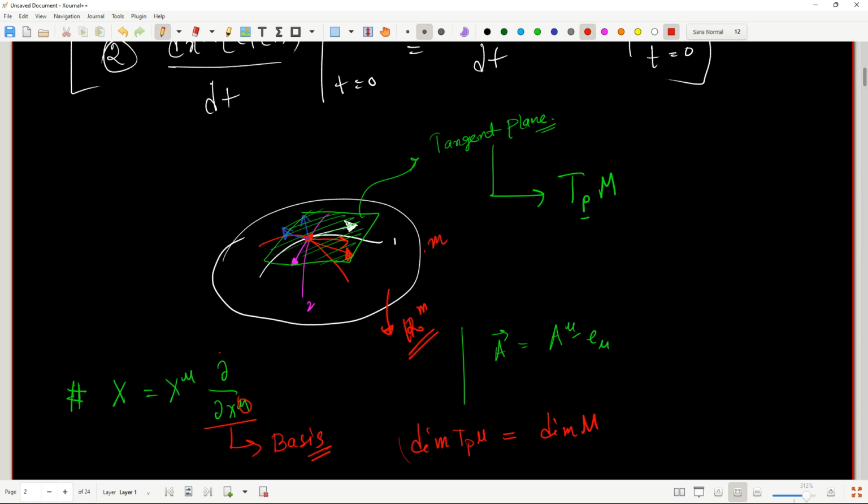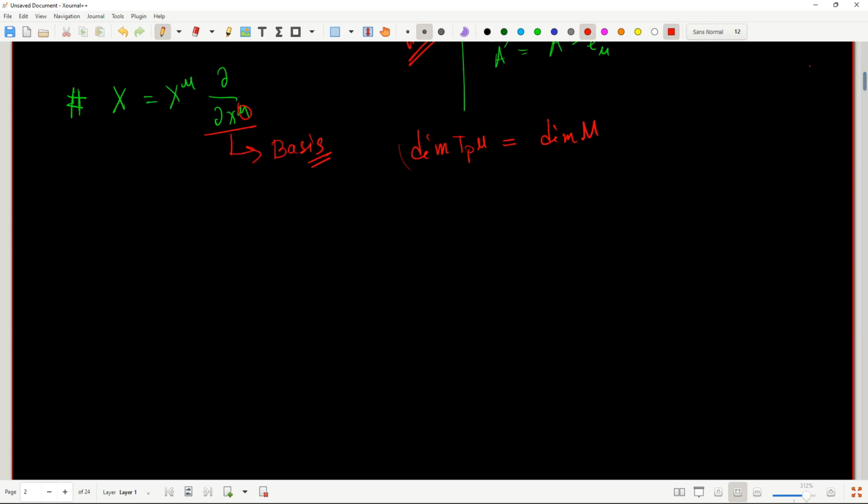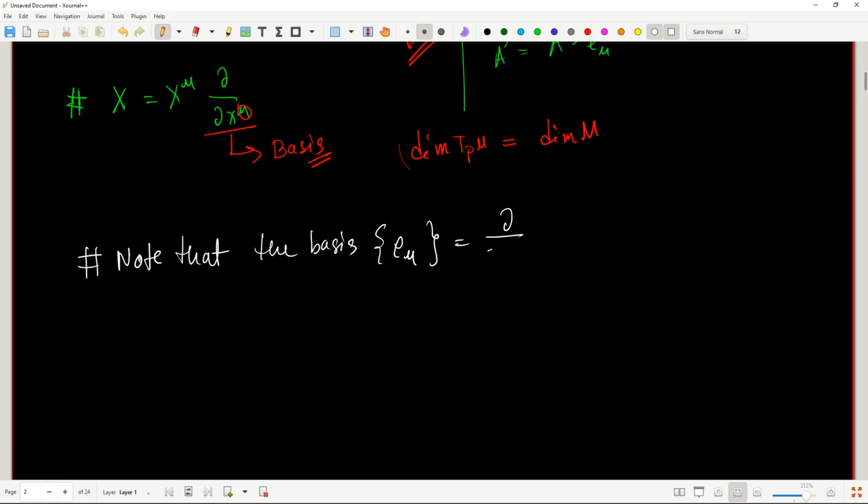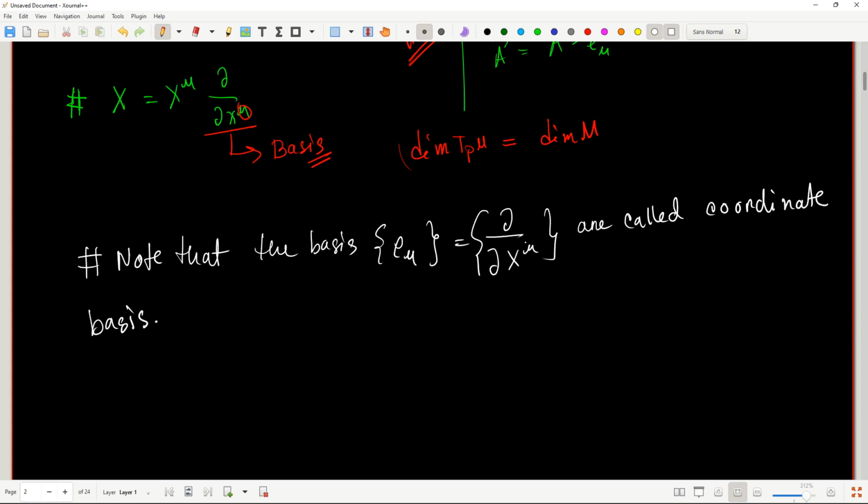But note that this type of bases, let's call them E_mu, that is denoted by this. By this I mean a collection of these things. These are called coordinate bases. Why? Because they're coming in terms of the local coordinates.